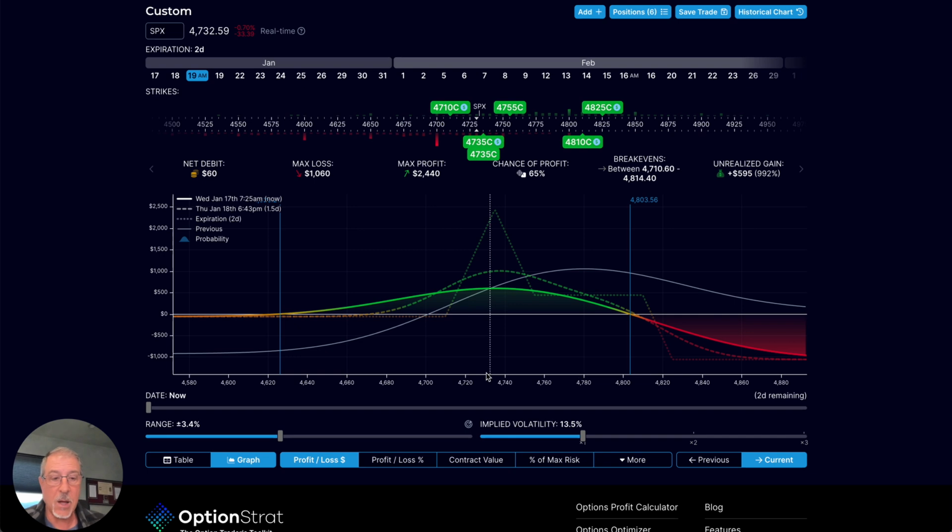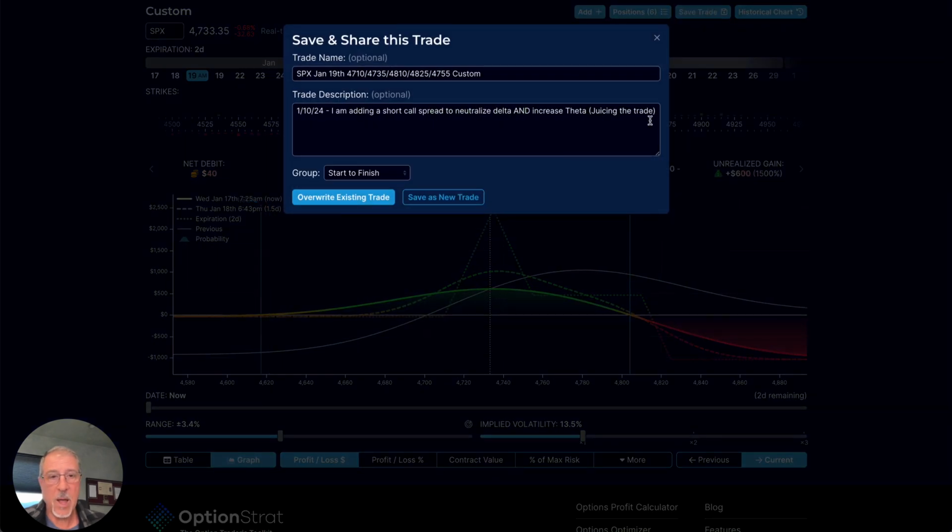And I'm going to go ahead now and essentially lock in this trade, lock in this adjustment. So I'm going to save this. And I'm going to add in here that on the 17th, 1/17/24, I juiced the trade further and took out most, I didn't take it all out, most downside risk in the process.